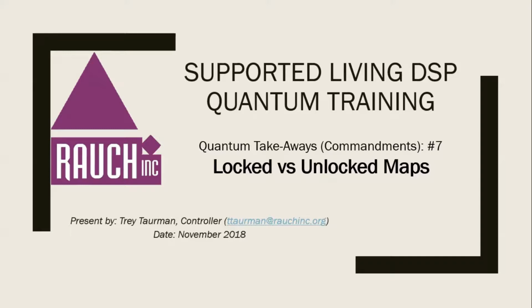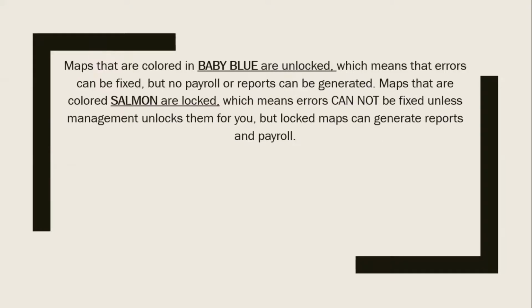This is going to just talk about what the difference between locked and unlocked maps are. So pretty much maps that are baby blue are unlocked. Maps that are unlocked means you can edit them, you can add different tasks, you can change your notes, you can delete things that weren't meant to be there. However, unlocked maps will not generate payroll, nor will they generate billing.